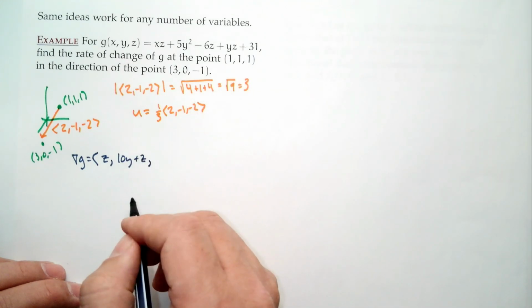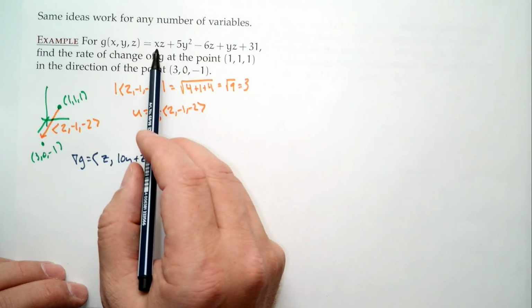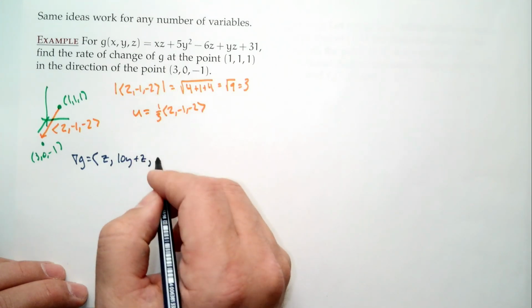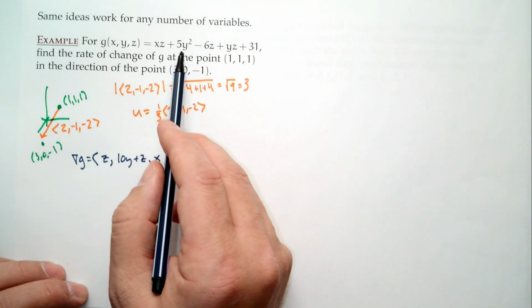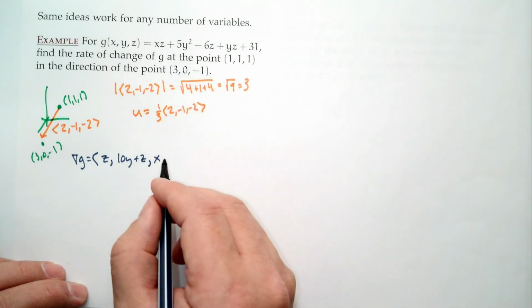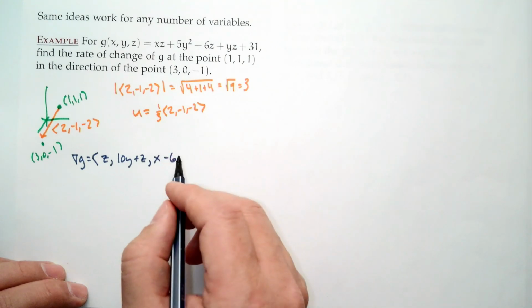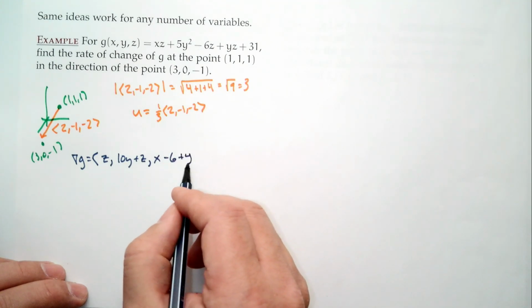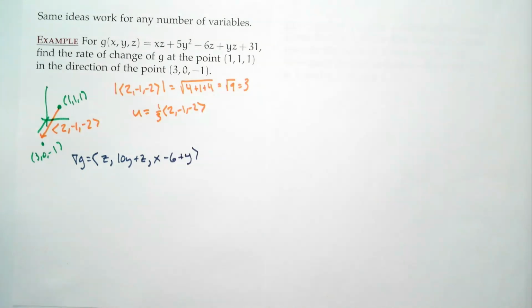All right, comma. Now with respect to z. Derivative of x times z with respect to z, x. No z in the 5y squared term. Derivative of negative 6z, negative 6. Derivative of y times z, y. Okay, so there's our gradient of g.